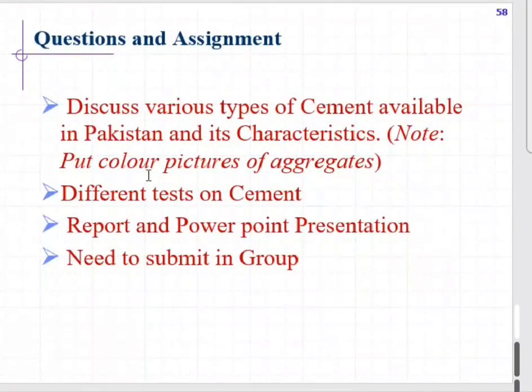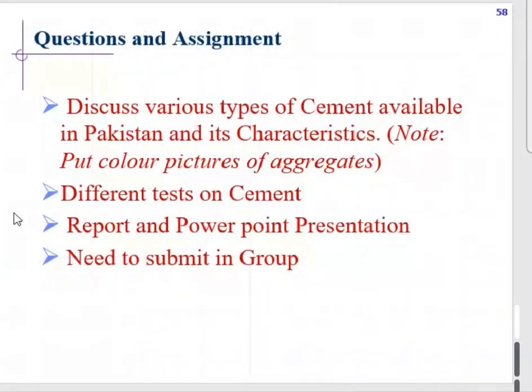Then there is a question and assignment. Gentlemen, you need to discuss different types of cements available in Pakistan and their characteristics. Then you can submit in a group discussion. So this ends our discussion on cement.